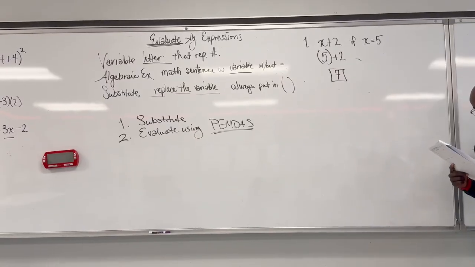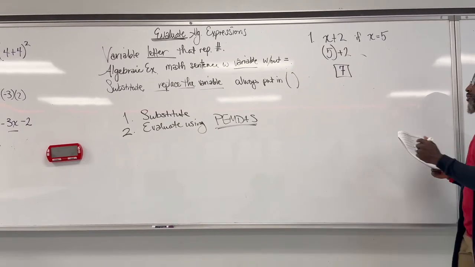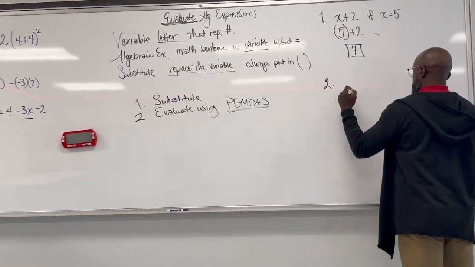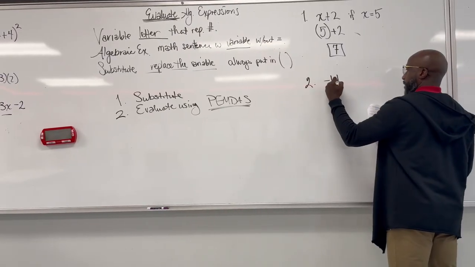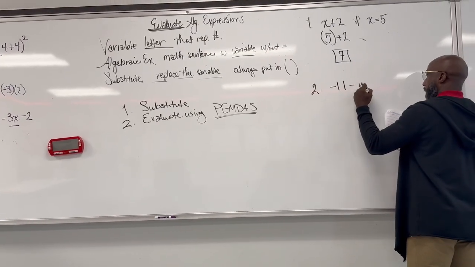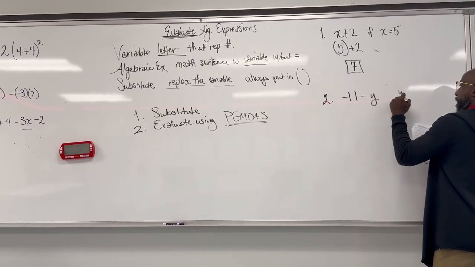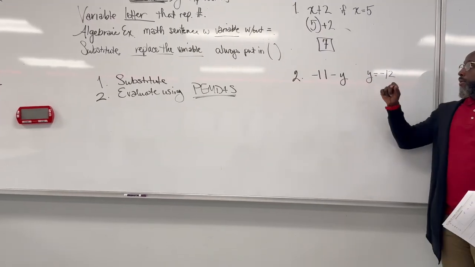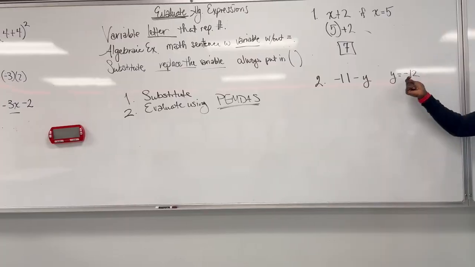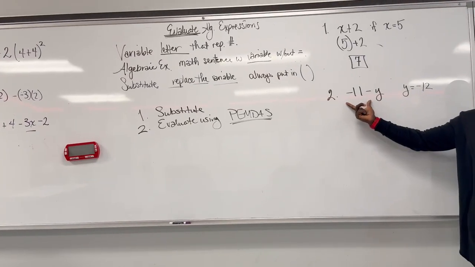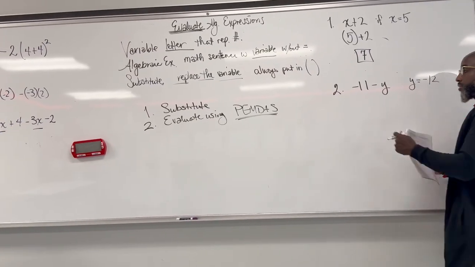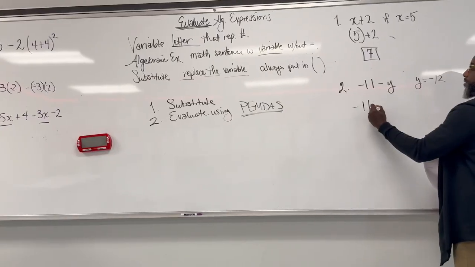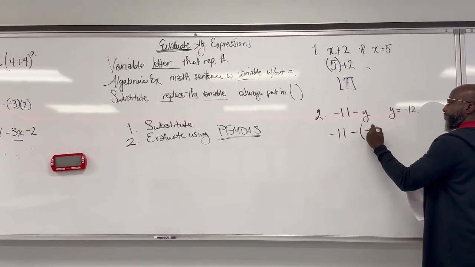Let's go a little bit further. Let's look at number 2. Number 2 is a good one. In this next example, we have negative 11 minus y when y equals negative 12. So again, we're going to put negative 12 in the place of y. Everything else stays the same. So we're going to bring everything else down. So it's going to be negative 11 minus (negative 12).